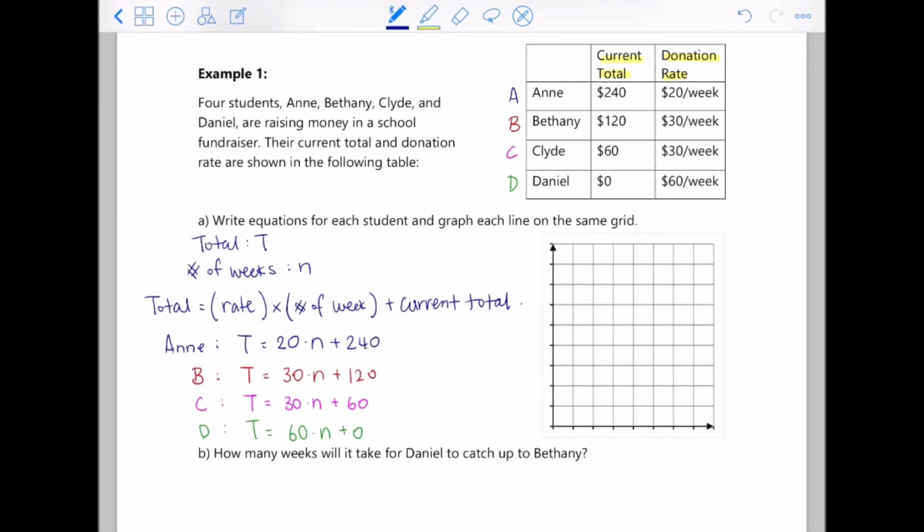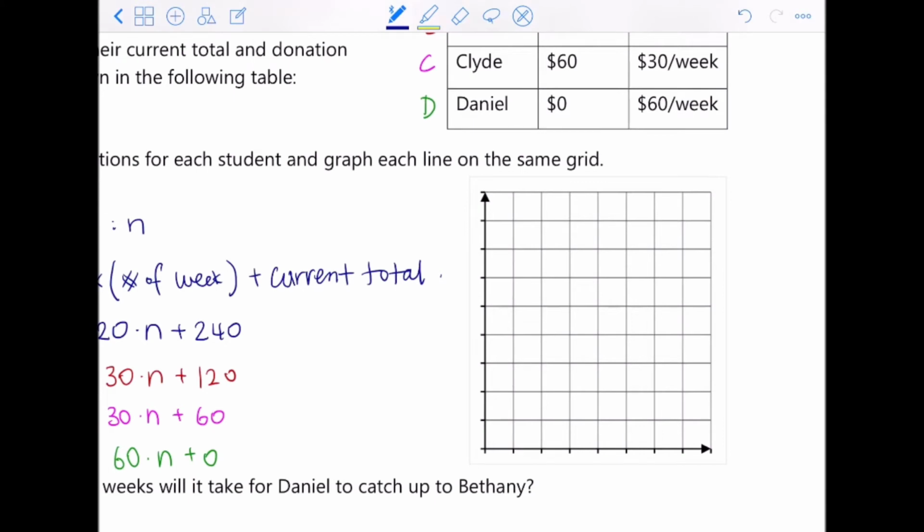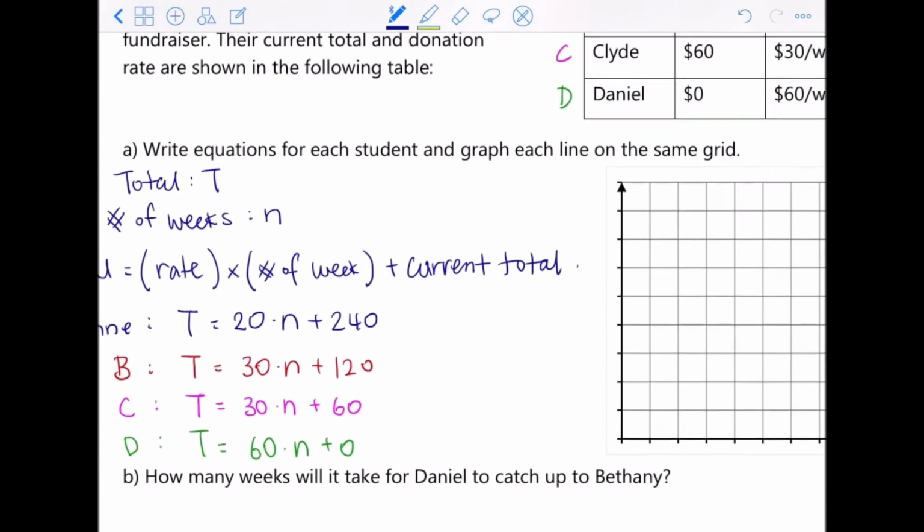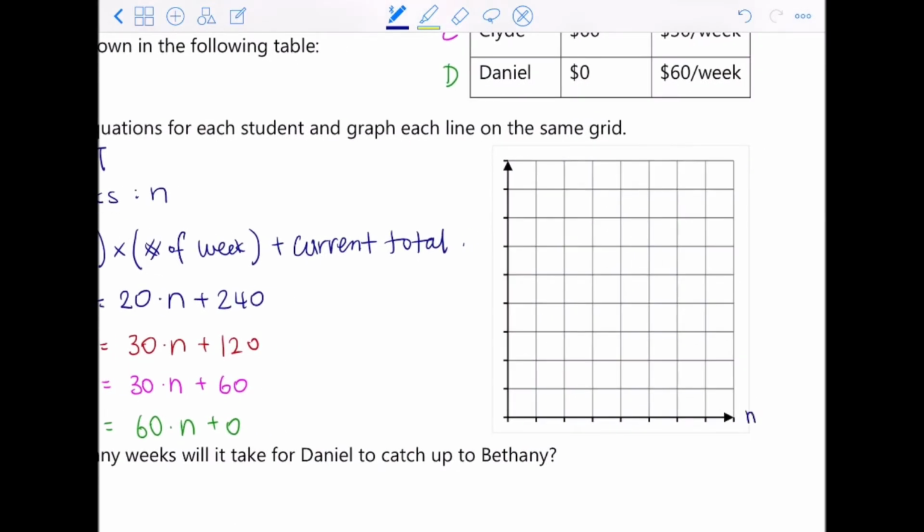Now that we have equations for the 4 students, let's actually set up our axes before we graph it. So in our equation, the independent variable will be N. So N goes on the x-axis, and T goes on the y-axis. We are going to go up for N by 1, so 1, 2, 3, all the way up to 8. And then for T, we're going to go up by 60. You are free to choose any other values as long as it's consistent. But I chose this because when I graph it, it's quite exact. It's easy to find the intersection this way.